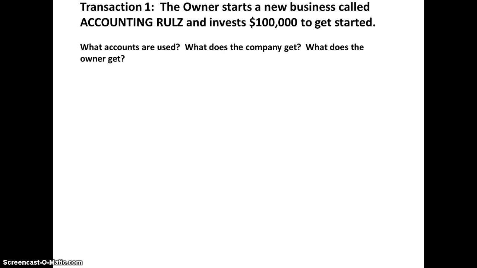First transaction. The owner started a new business called Accounting Rules and invests $100,000 to get started. You always want to look at this from the company's perspective. So from the company's perspective, what is the company getting? The company is getting cash, right? We refer to anytime we receive money as cash. It could also be referred to as a checking account. That's fine as well. And why are we getting cash?